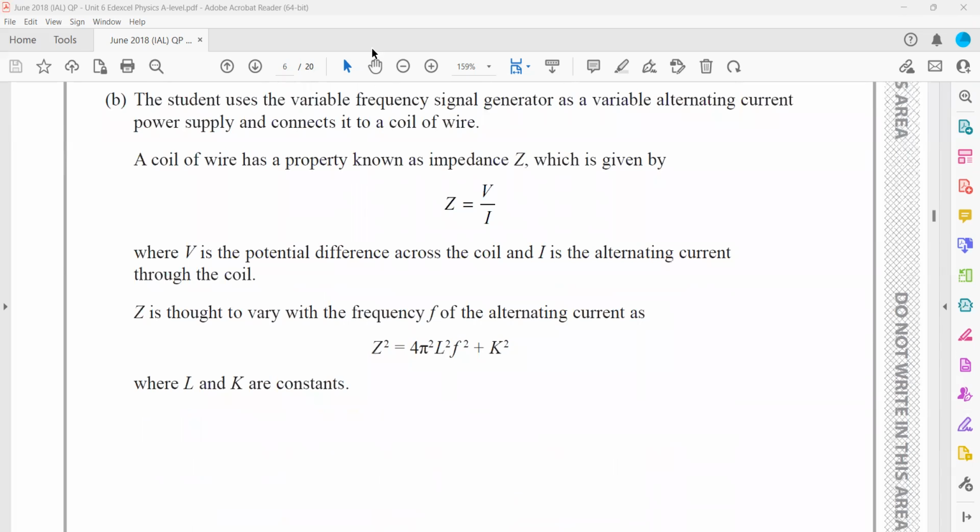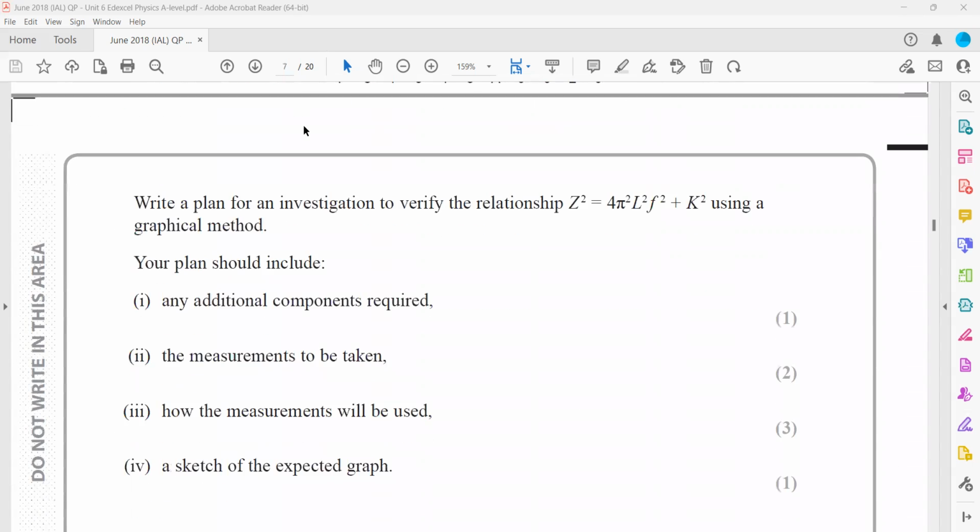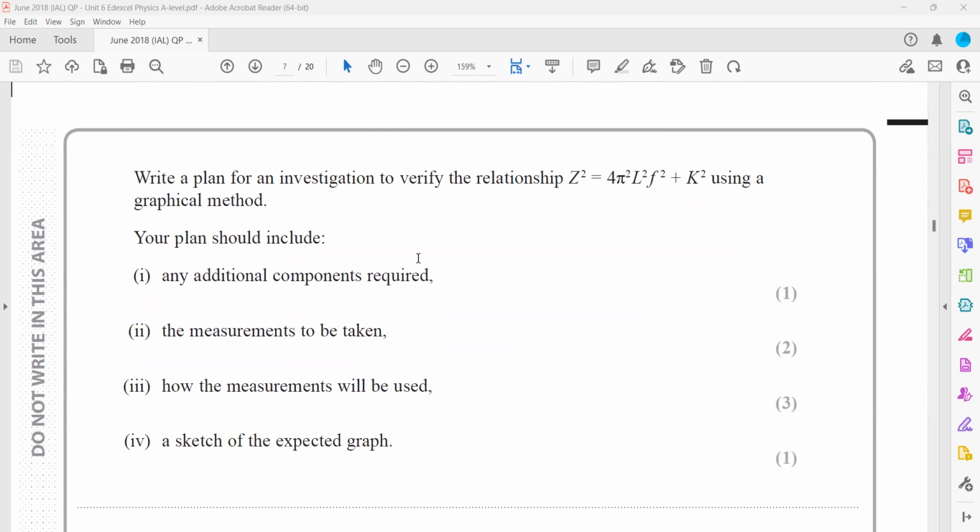The student uses a variable resistor. The student uses a variable frequency signal generator. A coil of wire has a property known as impedance, Z, that is V divided by I, where V is the potential difference and I is the current. Z is thought to vary with the frequency f of an alternating current, where L and K are constants. Write a plan to investigate and verify the relation Z² = 4π²L²f² + K² using a graphical method.